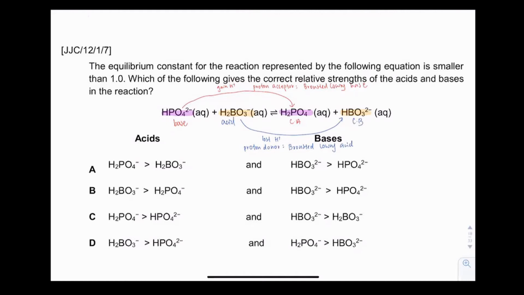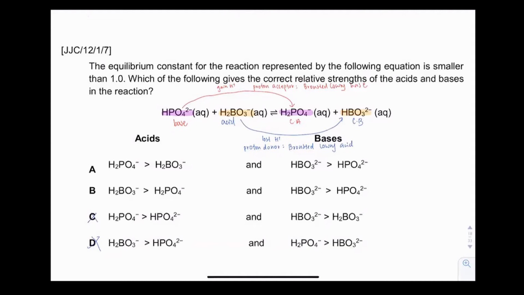Okay, so over here, let's see whether we can eliminate anything that's not in the right place. So let me look at acids. So acids, I'll have H2BO3- as well as H2PO4-. So I can eliminate D and C. So over here, I'm left with A and B.